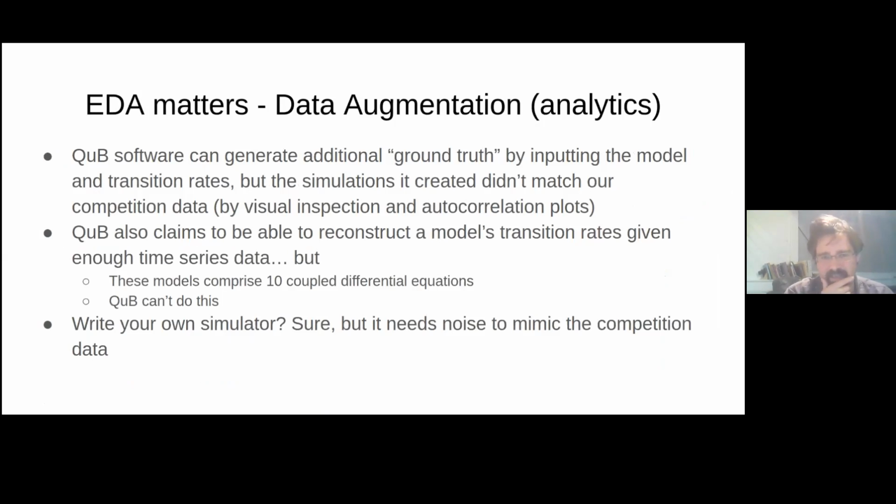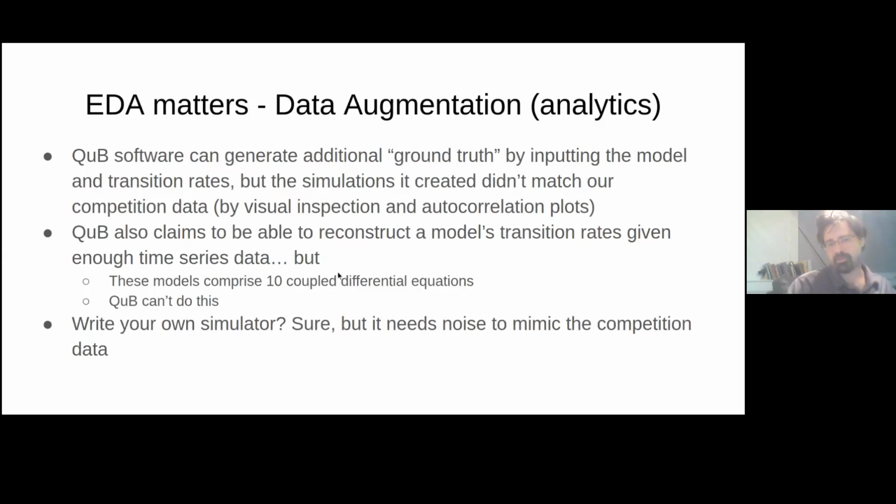Okay, so the secondary EDA was with my data augmentation, or what I'm just grouping into analytics. By that I mean Monte Carlo also. The Cube software, I said it did two things. It can just simulate a model, and it does that fine. But the simulation with the parameters didn't match the training data. You can see that by visual inspection, and I wrote a bespoke autocorrelation so that I could actually get autocorrelations. That didn't match, so I wrote my own model to make additional data.